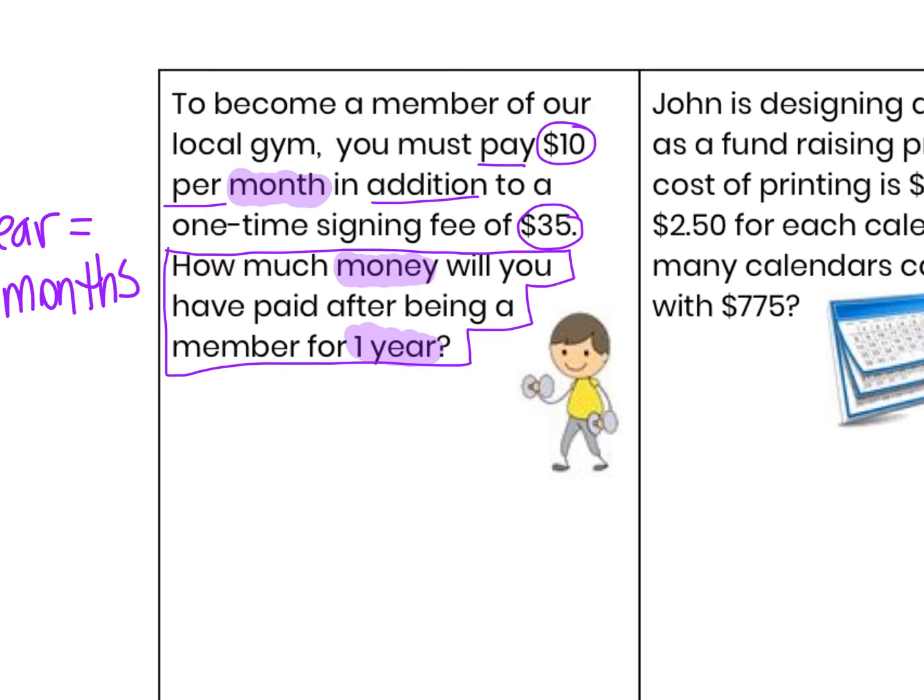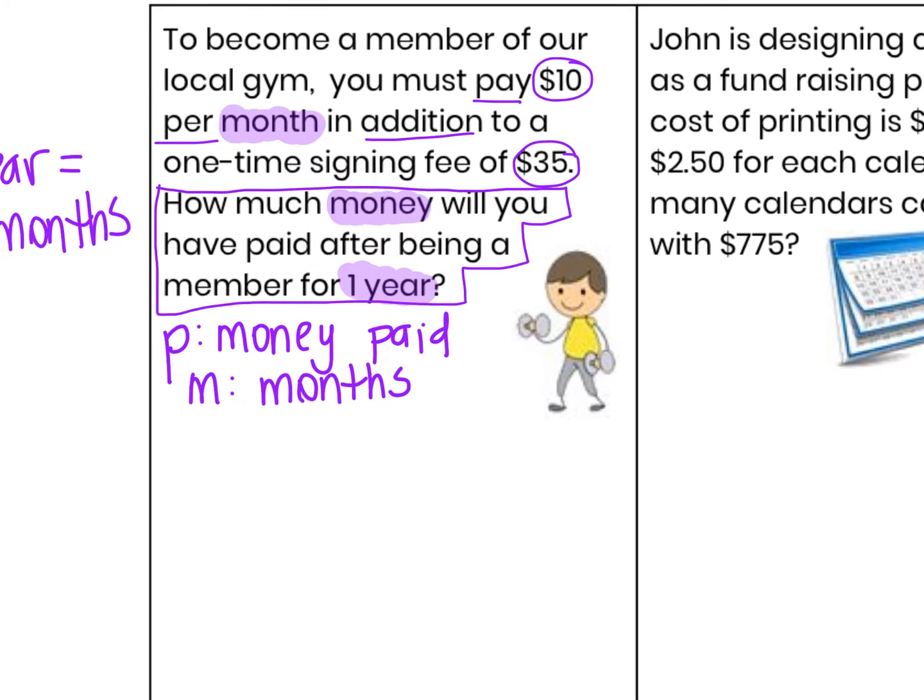Okay, so let's define our variables. Let's say P for money, because it's how much you're paying, right? So money paid. And then let's use the letter M to mean months. Okay, so if I want to know how much I'm paying, P equals, it says that you pay $10 per month. So that's 10M. In addition, so it has the word addition, so I know I'm going to be plus a one-time signing fee of $35. Okay, so that's my equation.